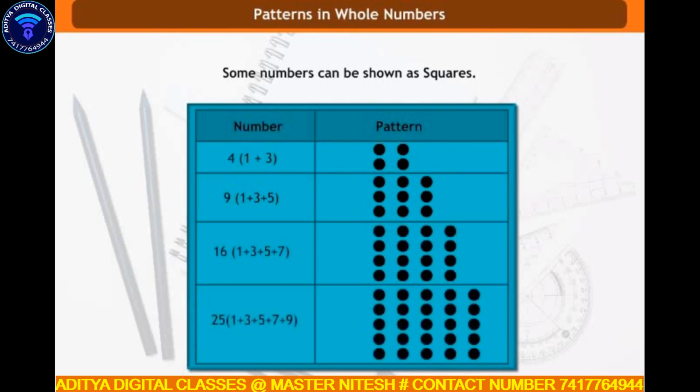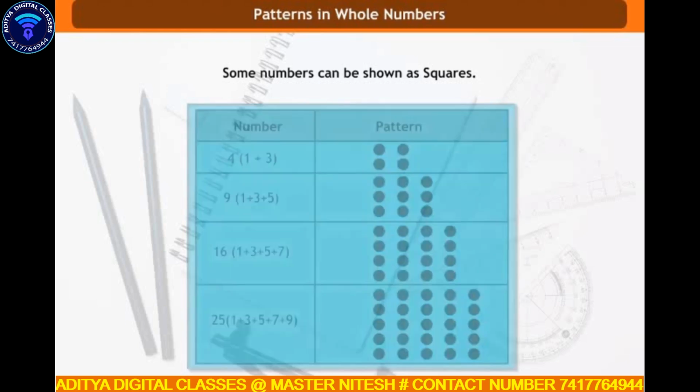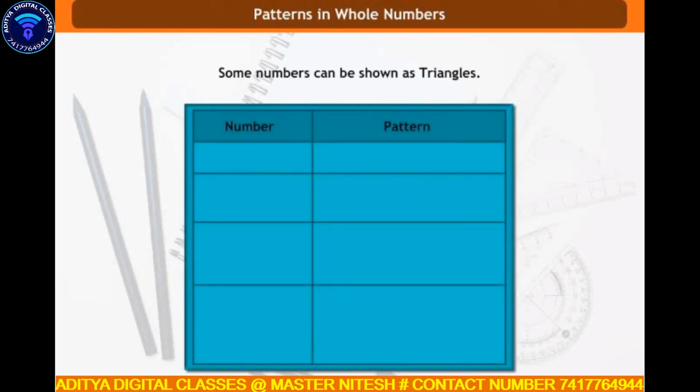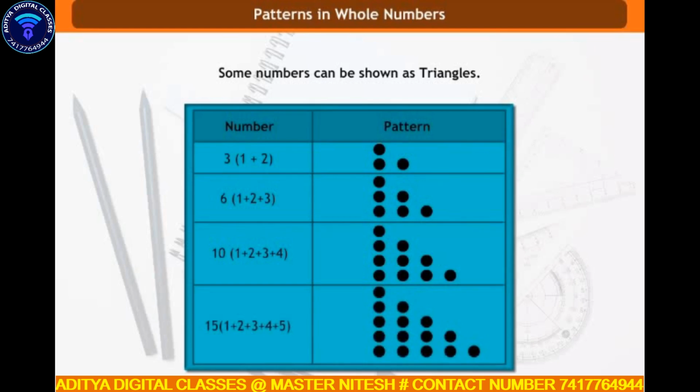Also, some numbers can be shown as squares: 4, 9, 16, 25, and so on. Note that we get the next number by adding consecutive odd numbers. There are numbers that can be shown as triangles, such as 3, 6, 10, 15, and so on. Note that these numbers follow a pattern. These numbers are obtained by taking the sum of consecutive whole numbers.